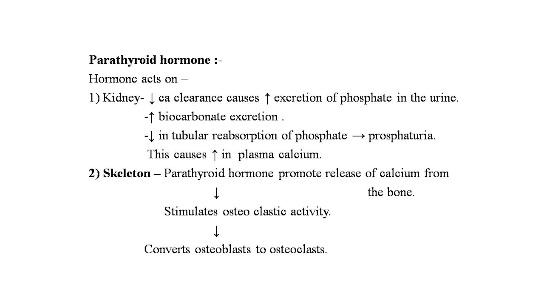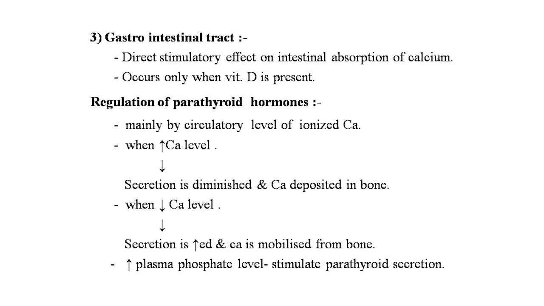Second, on the skeleton, parathyroid hormone promotes release of calcium from the bone, which stimulates osteoclastic activity and converts osteoblasts to osteoclasts. Third, on the gastrointestinal tract, direct stimulatory effects on intestinal absorption of calcium occur only when vitamin D is present.